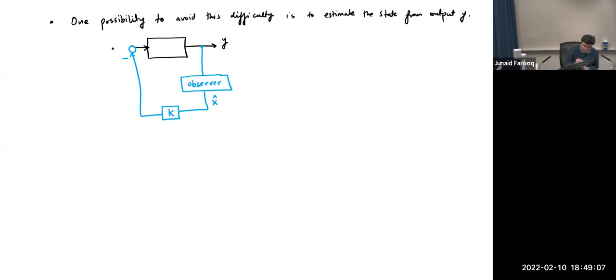If you have that, then you can track a certain reference signal. Using an observer, you can estimate this internal state and then use a state feedback controller. So in other words, what I'm trying to say here is that you use an input which is minus K x hat, right? So this is possible.